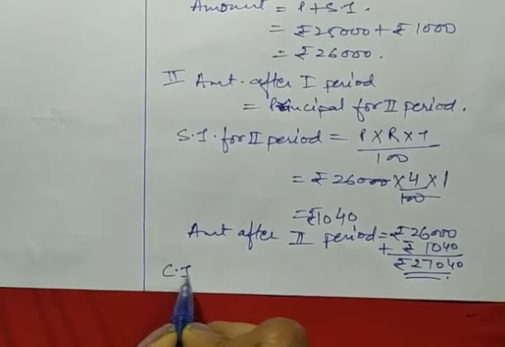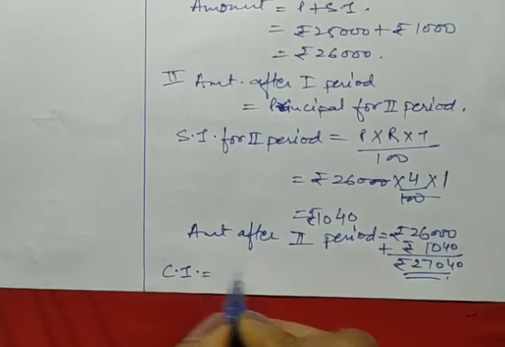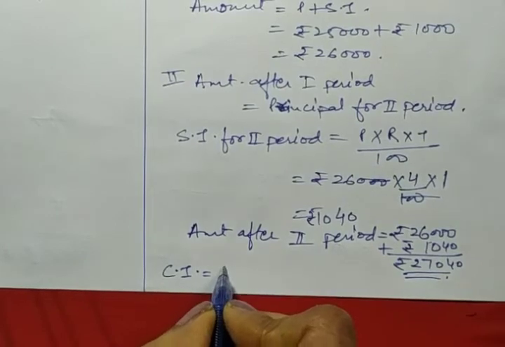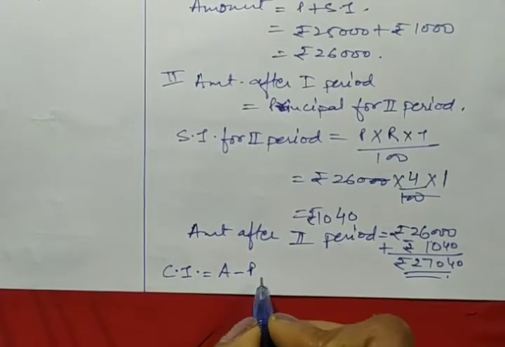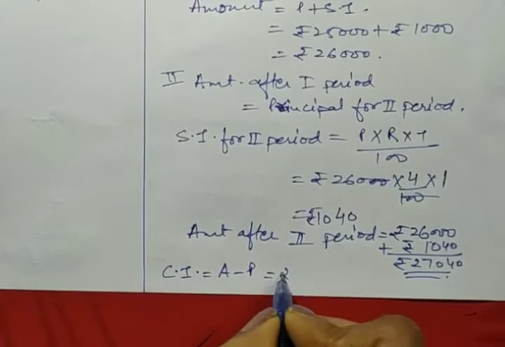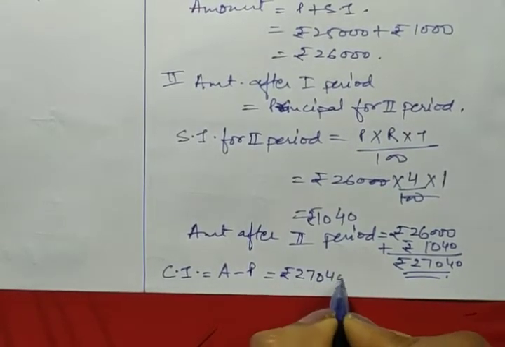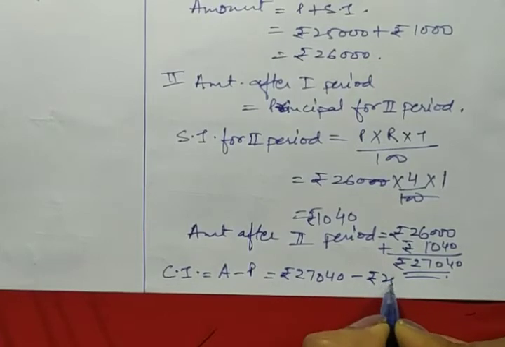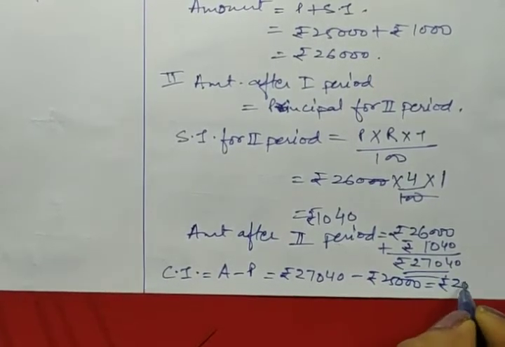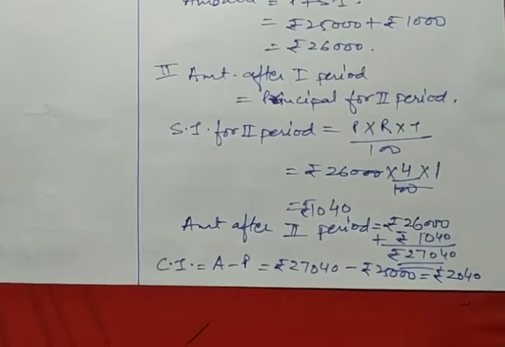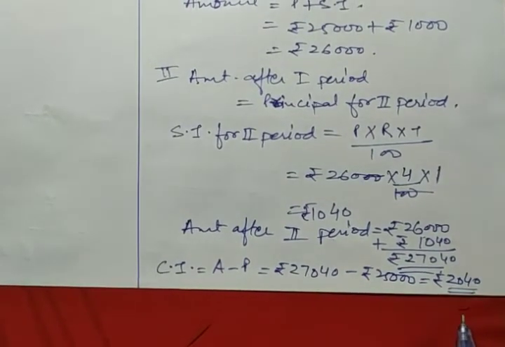As we know, compound interest is equal to amount after the last period minus principal for the first period, that is rupees 27,040 minus rupees 25,000, and I got rupees 2,040 as my compound interest.